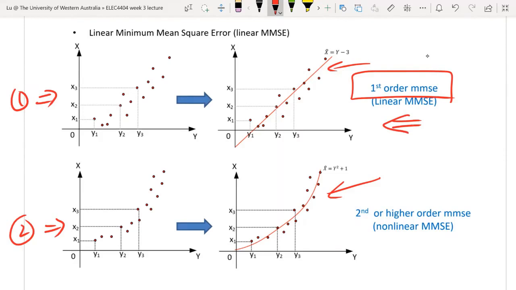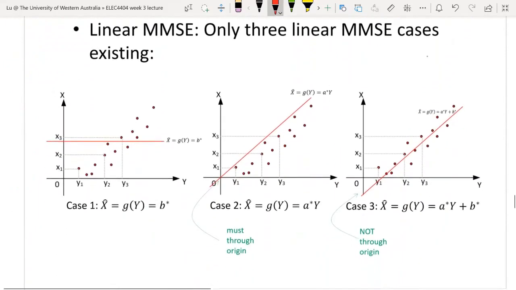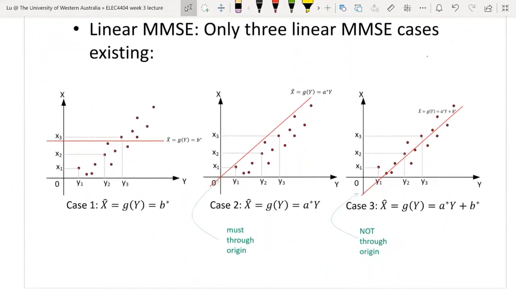But for the linear case, we want to construct x hat equals g(y). This g function must be the first order or linear case. But how many linear cases can you think of? We have 3 options here.